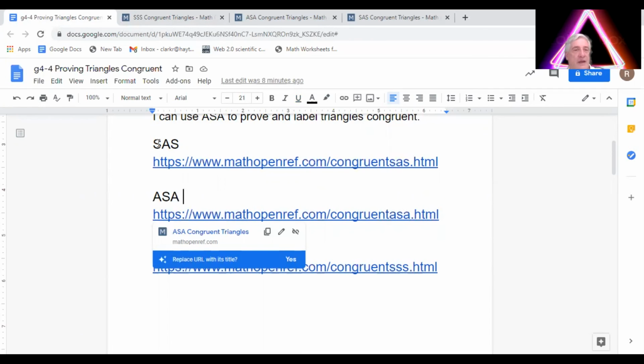So even though I only had SAS in that first set of triangles, the other side, the third side, is also congruent, and both the other angles are also congruent. No matter how you move the triangles, they're congruent.